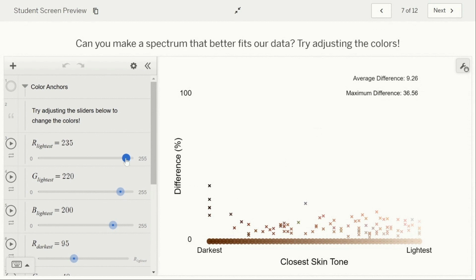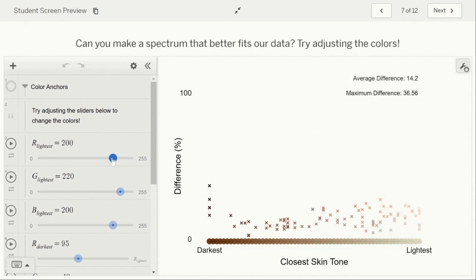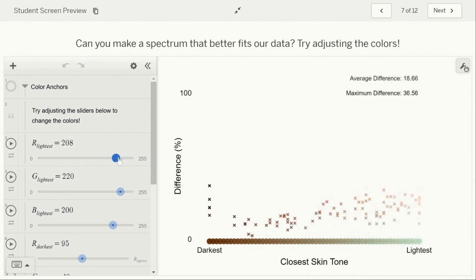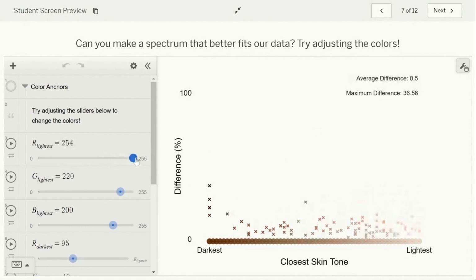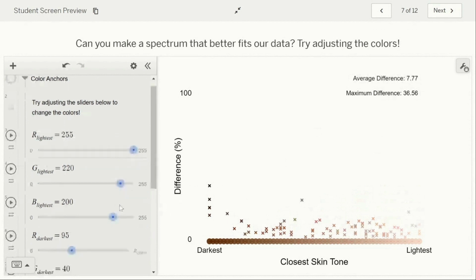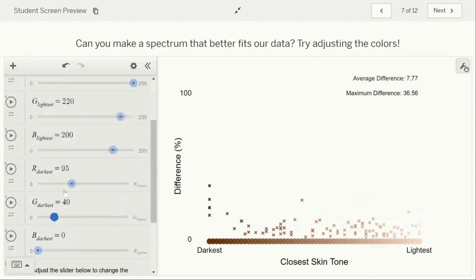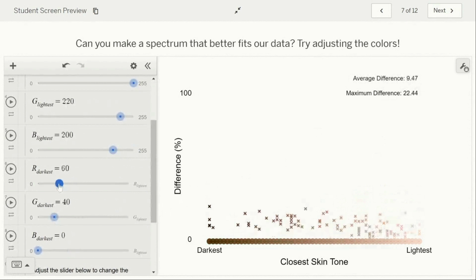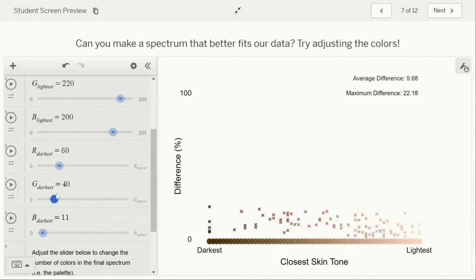So with these sliders, the students can actually change the spectrums themselves and in essence, do their best to minimize the error. So we see that as we drag the red down, the difference decreases. And specifically addressing the darkest end of the spectrum as well, we can drag the colors until the students come up with a data set that more closely approximates the data that they collected in the real world and works well across all skin tones.